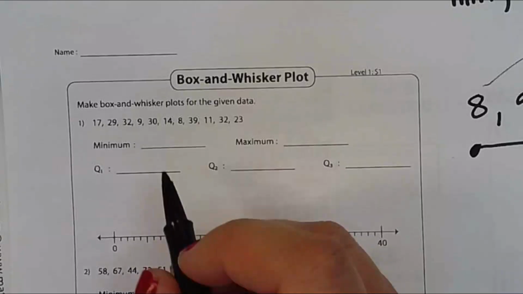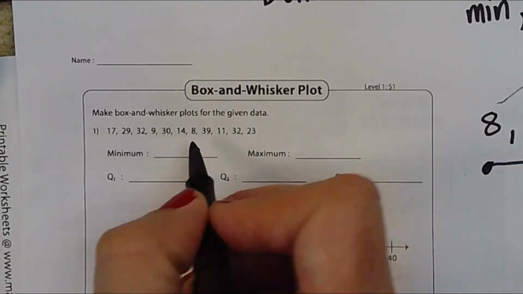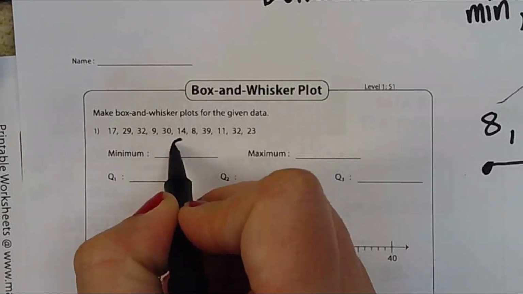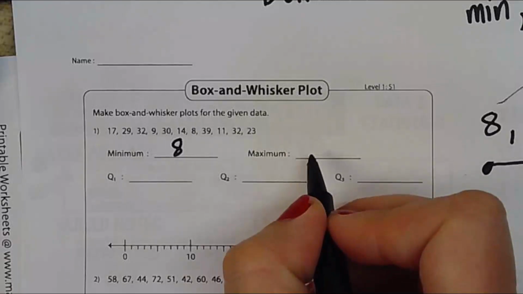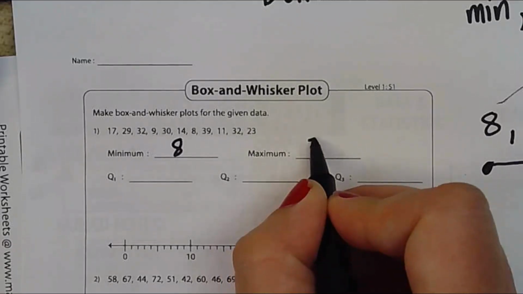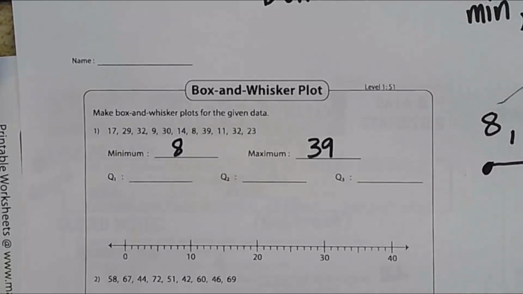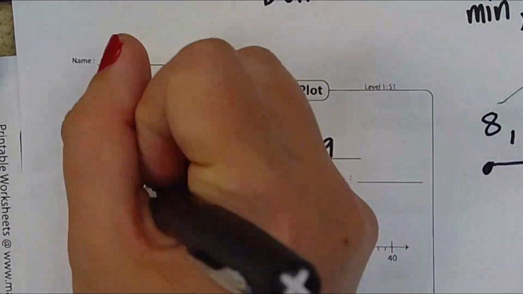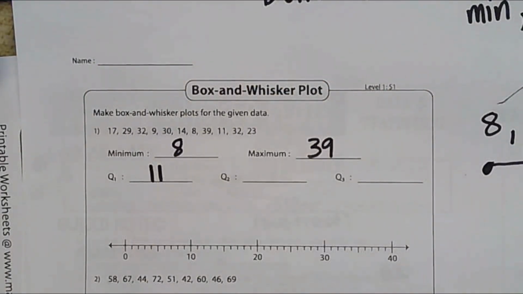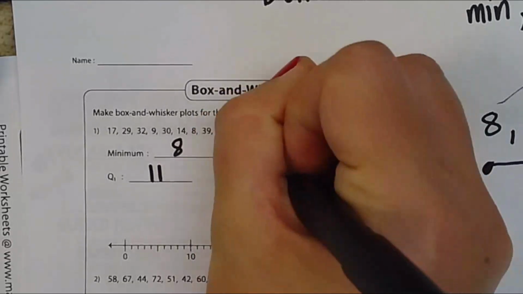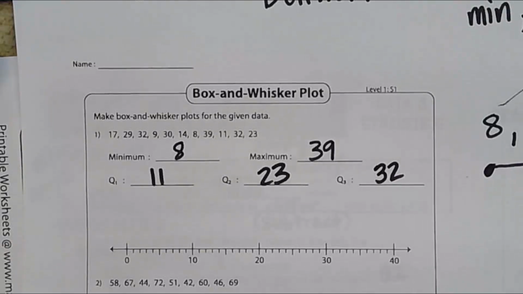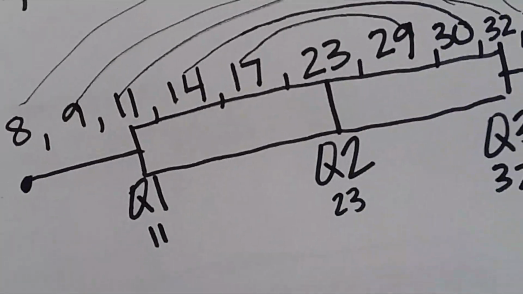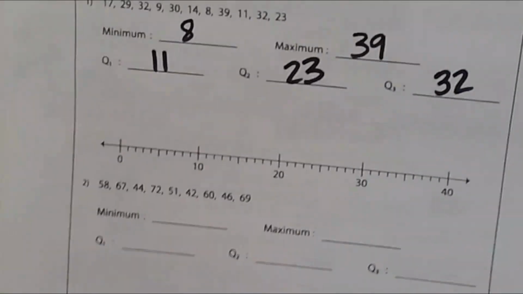Looking over at the right, what was our minimum? 8. And then looking over at the right, our maximum is the other dot on the right side. 39. And then if we look at our first vertical line, that's labeled Q1. What number was that? 11. And then Q2. 23. And then Q3. 32. And then all we have to do is do those same exact things that we did on the right side, but perfectly line it up on the number line, okay?